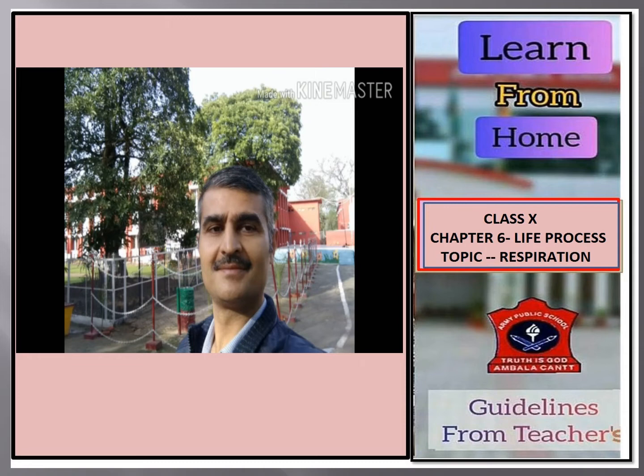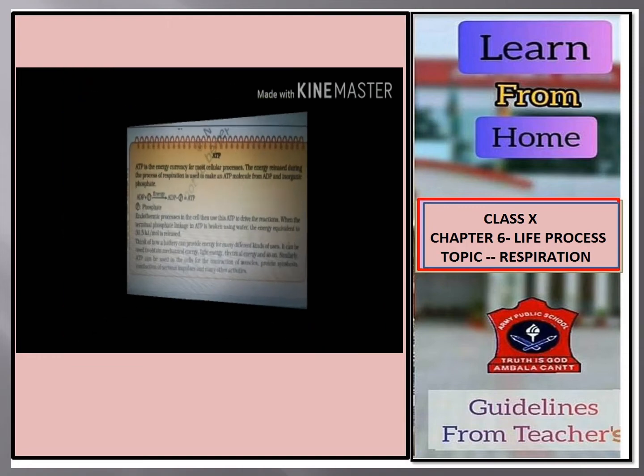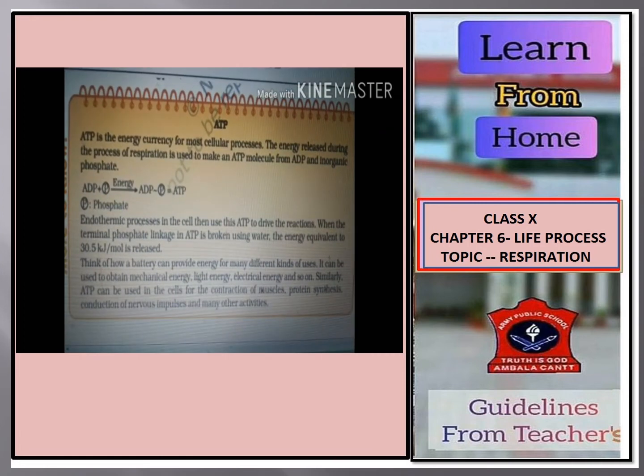Now for aerobic respiration, glucose is completely broken down into carbon dioxide and water by the process of oxidation, and a large amount of energy, that is 38 ATP molecules, is released. ATP, adenosine triphosphate, is the energy currency.